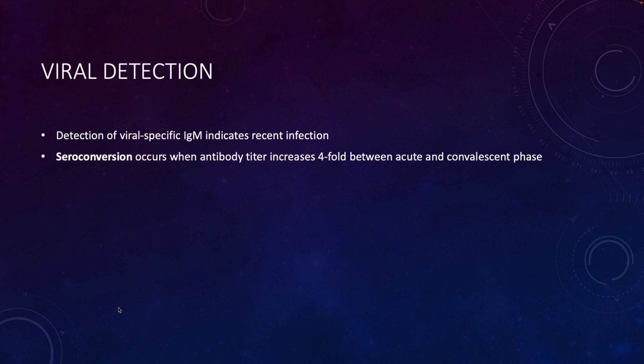You have what's called seroconversion when the antibody titer increases between the acute and convalescent phase. So the amount of antibody will increase because that's what your body does. It produces more and more antibodies during an infection. And so seroconversion is when you have a lot more antibody than you did at the very beginning of the infection.